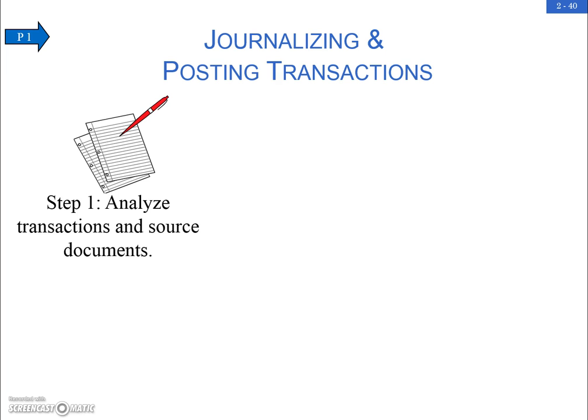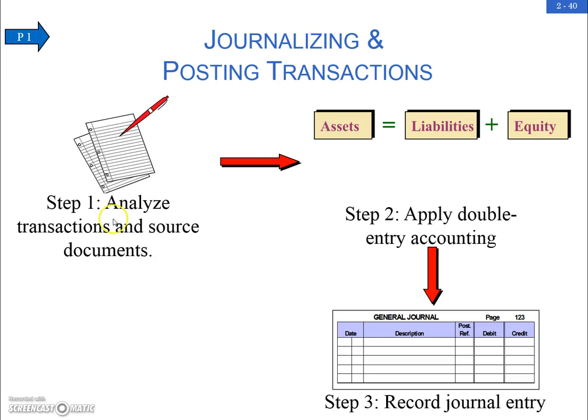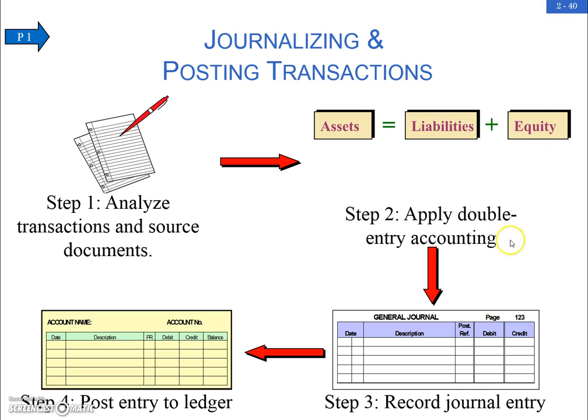All right, so let's review what we've done. Remember, we review transactions. We think about what is affected, right? Assets, liabilities, are they going up or down? Then we take a look at that slide, right? We apply that double entry accounting, and we prepare journal entries. That's what we've done. Now we're going to move into the final step here, which is posting the entries to the general ledger accounts. And we'll do that in the next video.